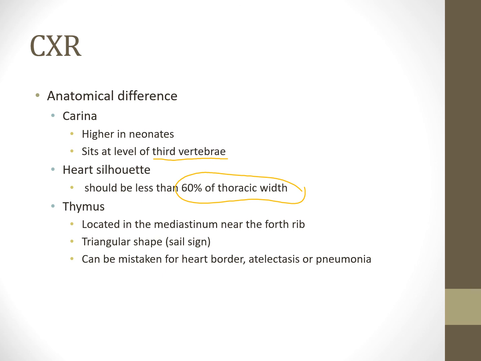The thymus gland is going to be a triangular shape. They might call it a sail sign, like a sailboat, right? It might be just right over the heart. It can be mistaken for heart border, atelectasis, or pneumonia, but that's just the thymus gland being big initially.